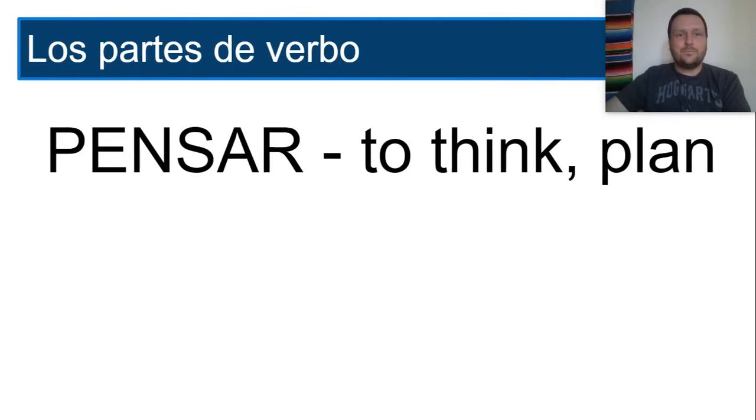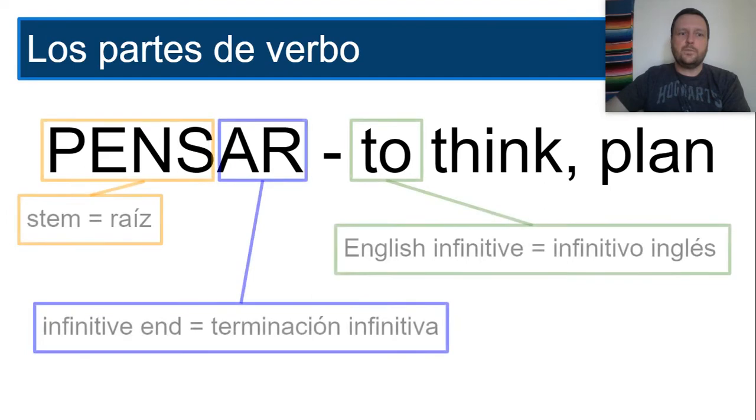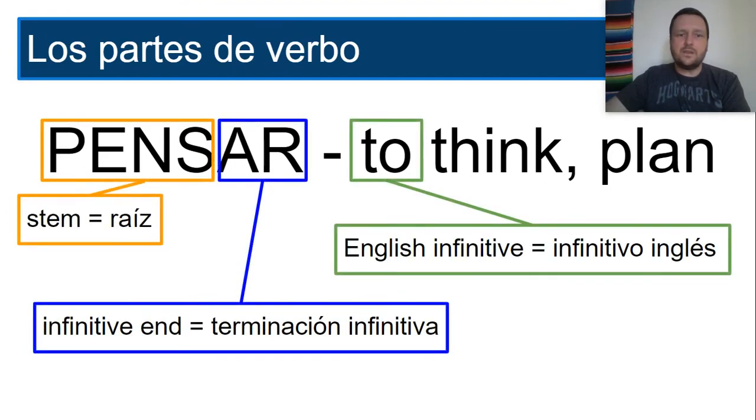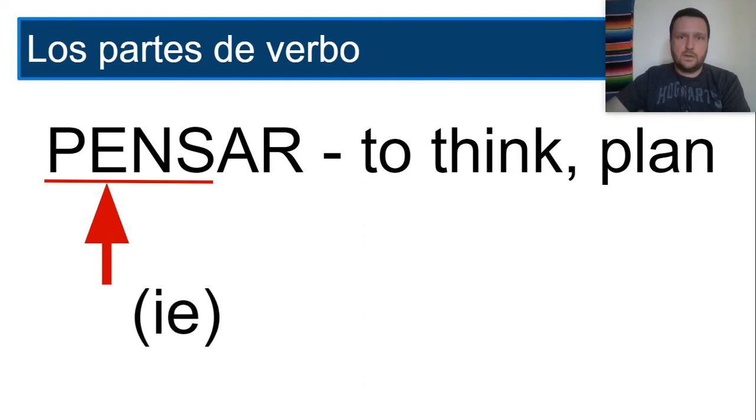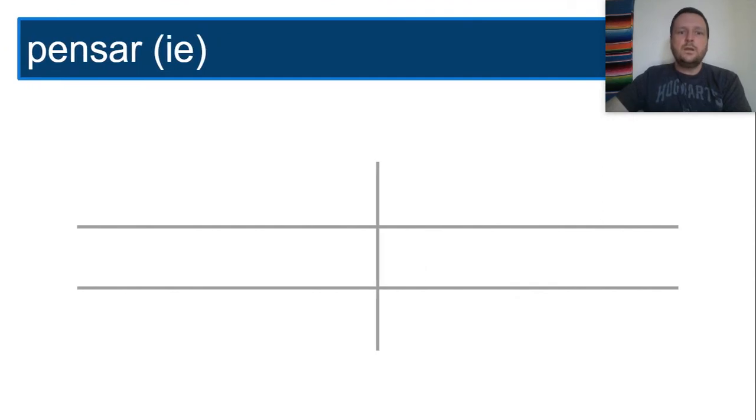Let's try one more. This time we're going to have a little less guidance. Once again, all the same parts as the others. This time it's an AR infinitive verb. Our stem, nice and short, PENS, only has one vowel. So that's our stem vowel. It's going to change to IE because we're only doing IE verbs, right? So here's an empty verb tree. Take a moment, pause the video, and try to write out the forms that you think pensar has, keeping in mind it's an AR verb and an IE stem changer.